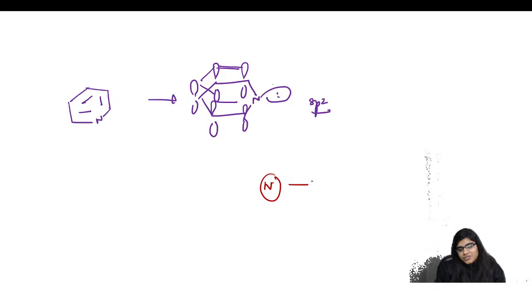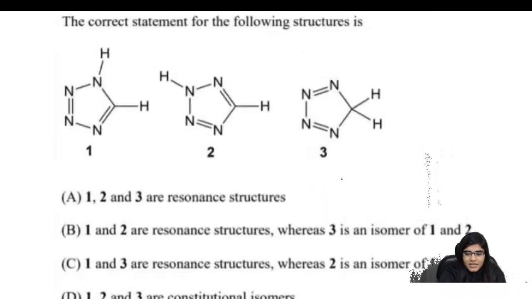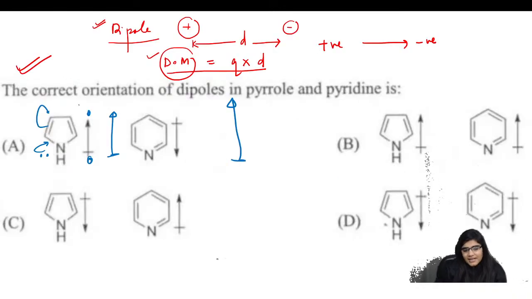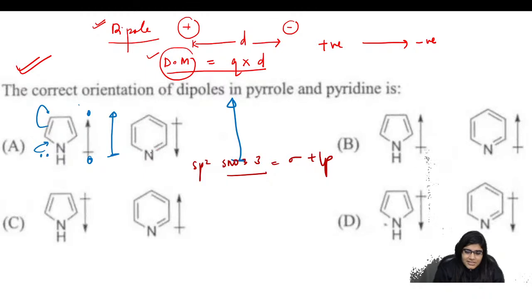Nitrogen hybridization is sp2, right? So sp2 means steric number is 3. Steric number 3 means number of lone pairs plus sigma bonds. Now you can see that we have one bond, two bonds, one lone pair, and a double bond. If we have a double bond, then definitely this nitrogen would have used a p orbital. So what is left now?